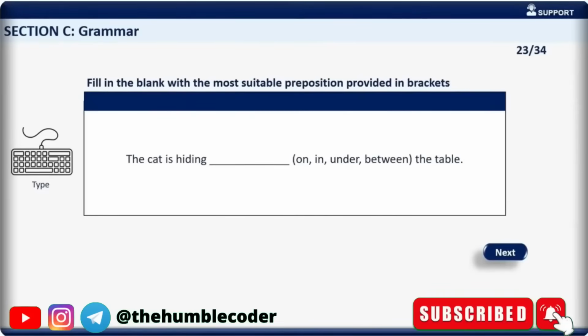And now the pattern of the questions is going to change a little bit. The pattern is fill in the blanks with the most suitable preposition provided in the brackets. Okay, so we have some prepositions. So we have to select the most suitable preposition that will fit in this blank. The first question is the cat is hiding dash the table. The correct answer out of these options, that is on, in, under, between, is going to be under. The cat is hiding under the table.